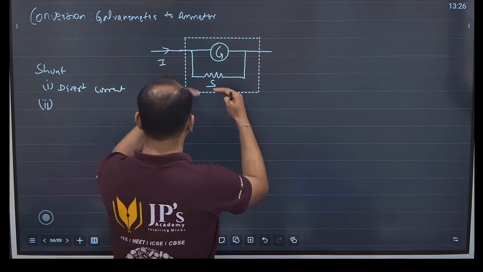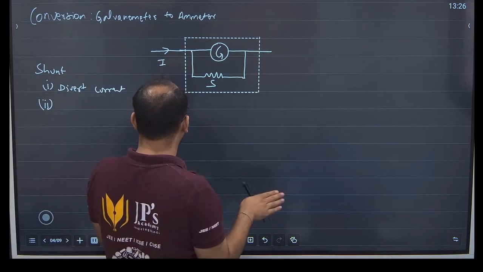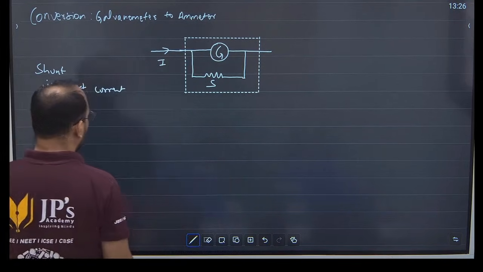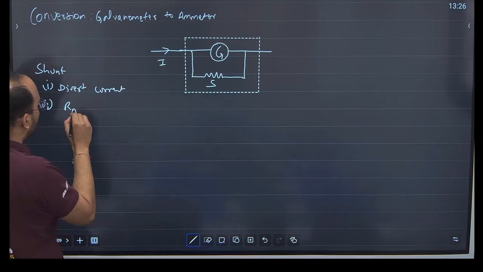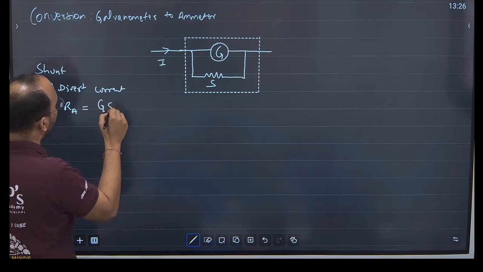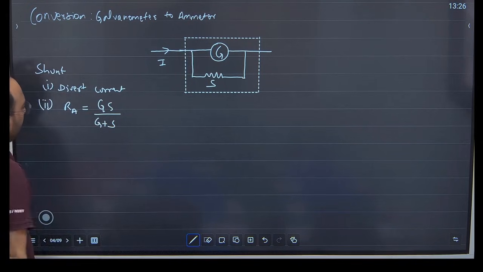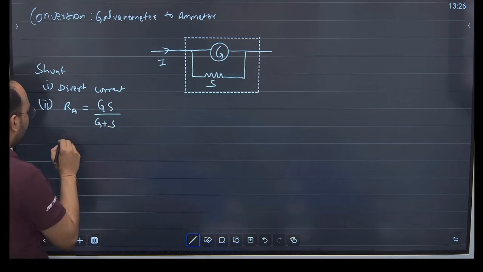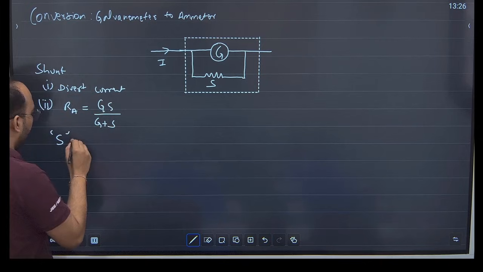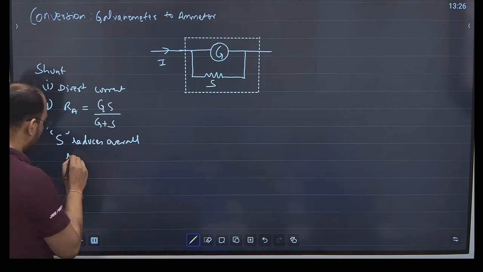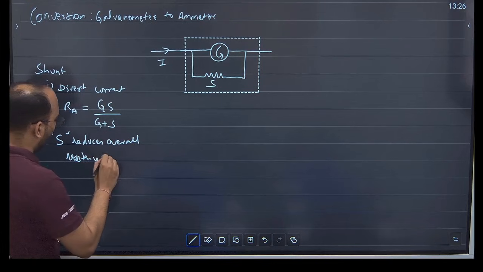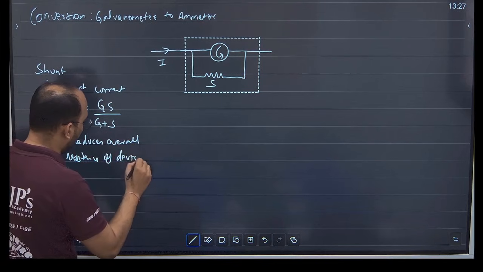You should understand that when you connect resistance in parallel, the overall resistance of the system will reduce. Okay, if I have to calculate resistance of this system, which is resistance of this ammeter, that will be what? It will be GS upon G plus S. Okay, so the second job is it reduces overall resistance of device, the ammeter we can say.